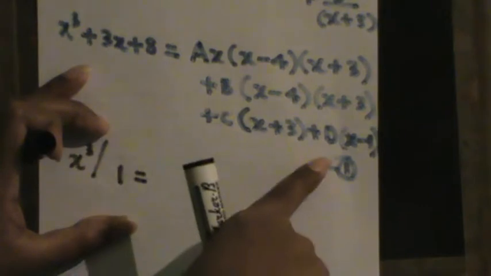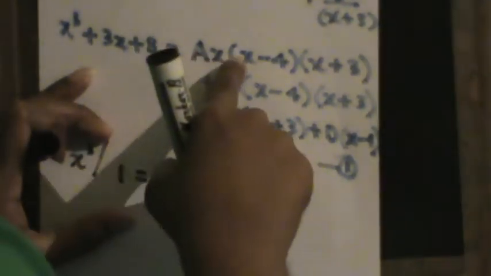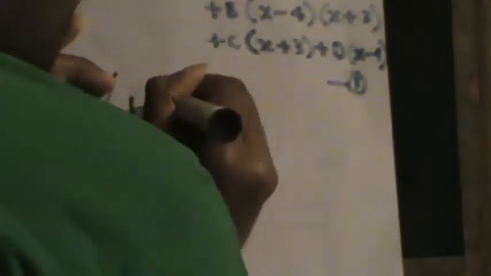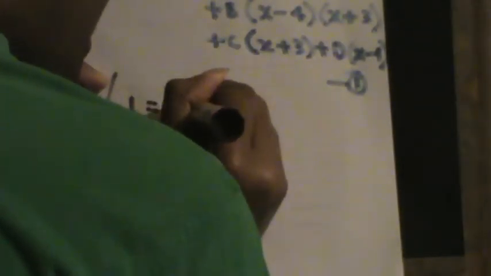None of the other terms will give me an x cube term. So ax times x is ax cube. So the coefficient of x cube is a. So a is equal to 1. So we found a directly.